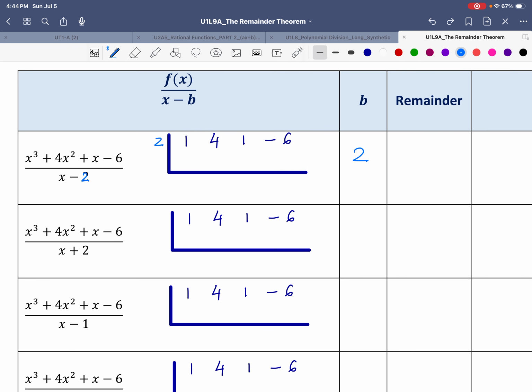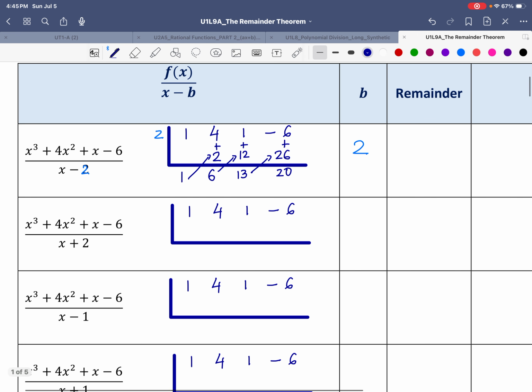We're bringing down 1. So this will be a nice, fun, quick practice of polynomial division, like drill-and-practice type. We'll multiply 1 by 2 and we get 2. 4 plus 2 is 6. 6 times 2 is 12. 12 plus 1 is 13. 13 times 2 is 26. Negative 6 plus 26 is 20. So the last number here in the division represents the remainder. The remainder will be 20.